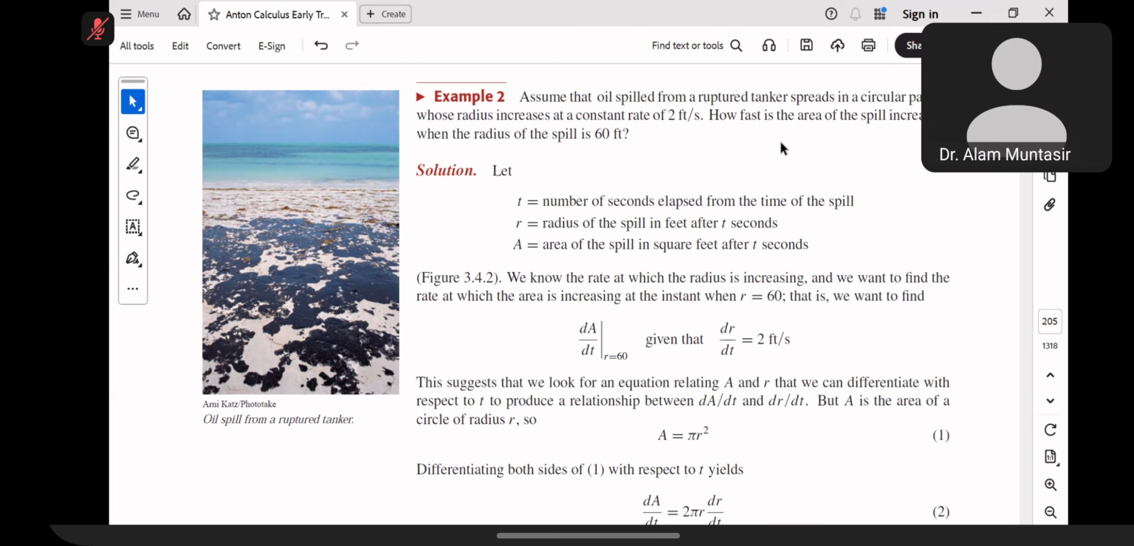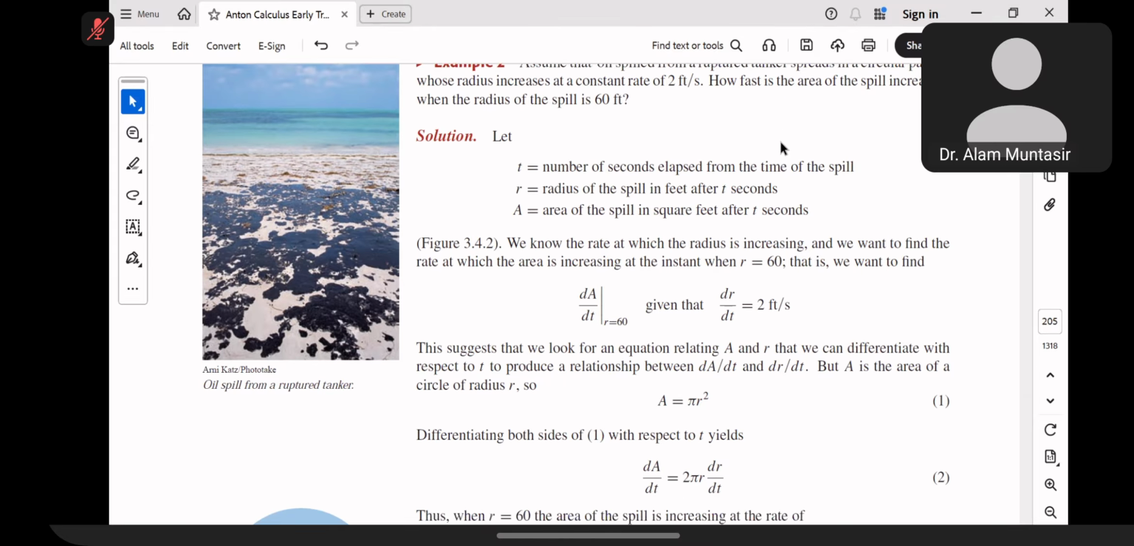So we are dealing with the problem of ruptured tankers. Oil spilled from a ruptured tanker spreads in a circular pattern whose radius increases at a constant rate of 2 feet per second. How fast is the area of the spill increasing when the radius of the spill is 60 feet?